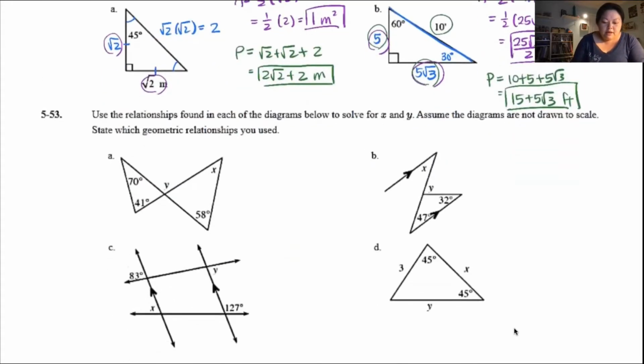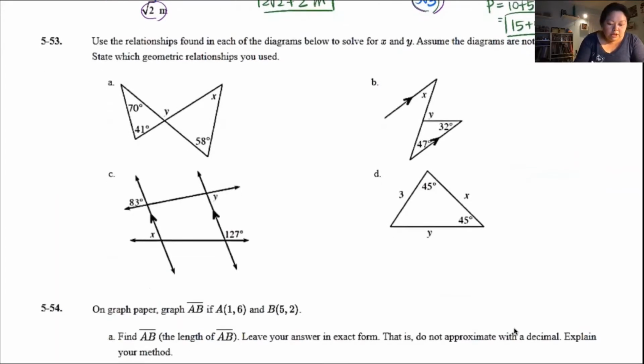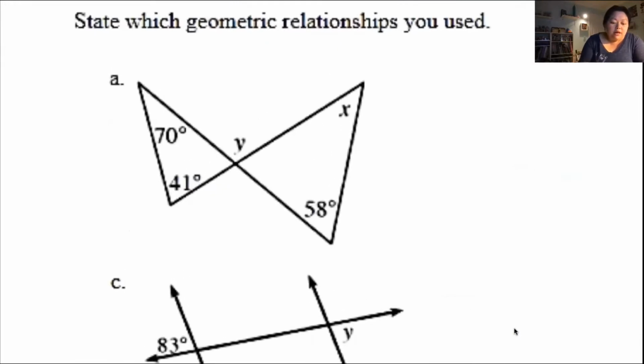Okay, scrolling up. So now it says, use the relationship found in each of the diagrams, solve for x and y. Assume diagrams are not drawn to scale. State which geometric relationships you used. In a lot of these diagrams, you may need to solve for things that you're not being asked for, and then you're able to solve for the things that you are being asked for. For example, in part A, I'm going to zoom in here. I can't directly figure out what x and y are.